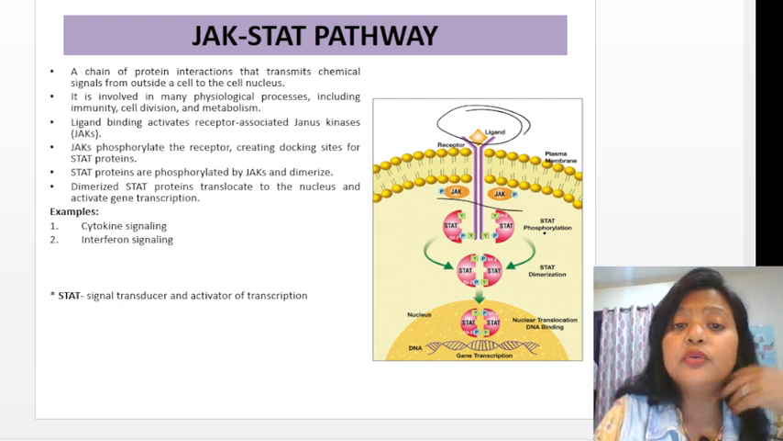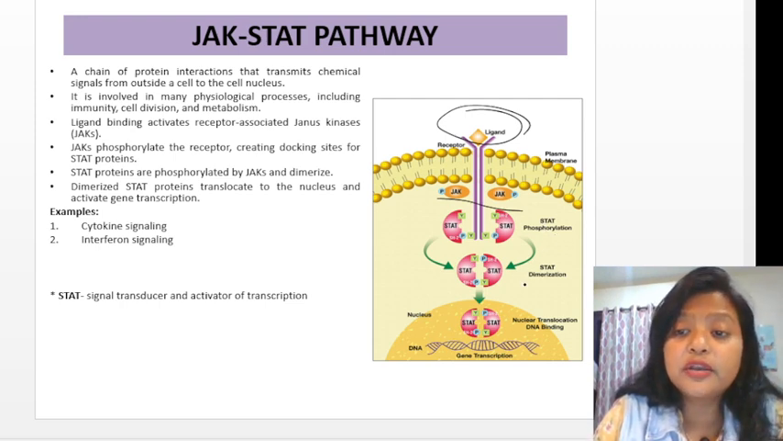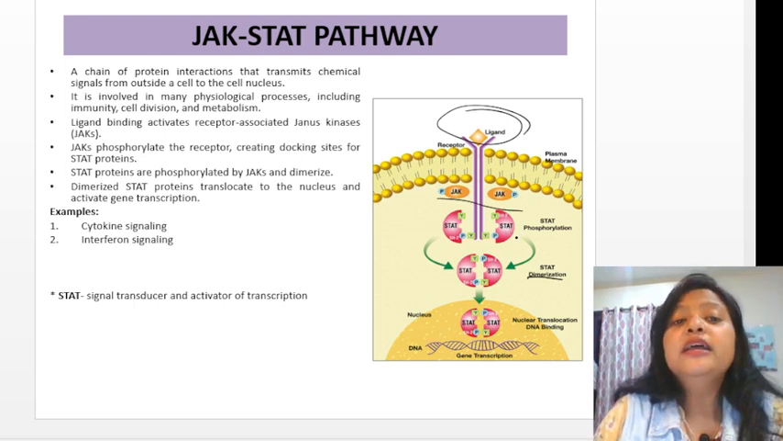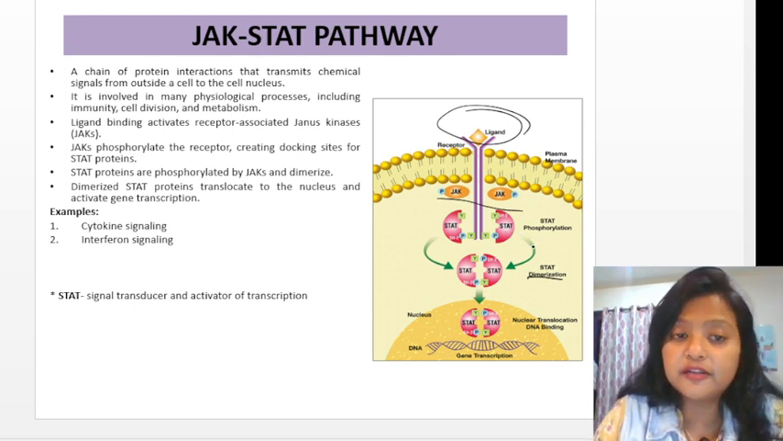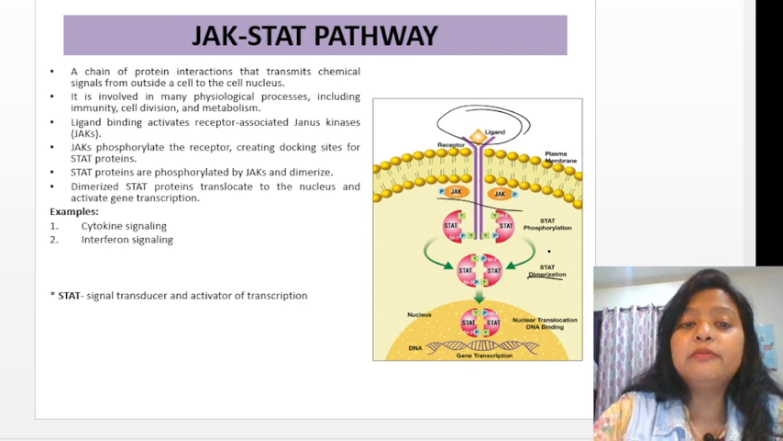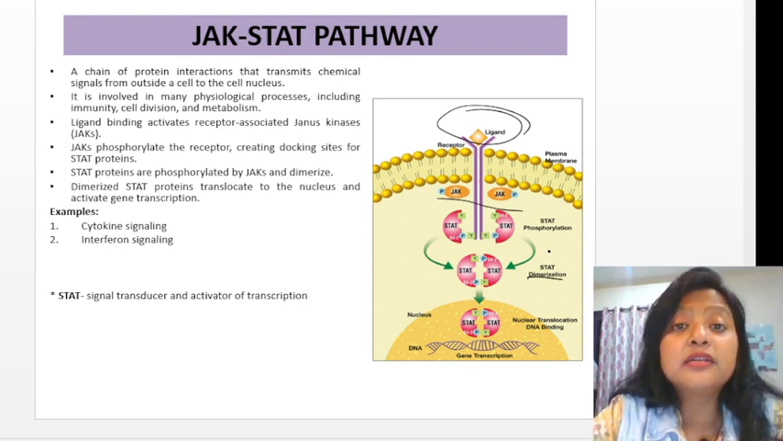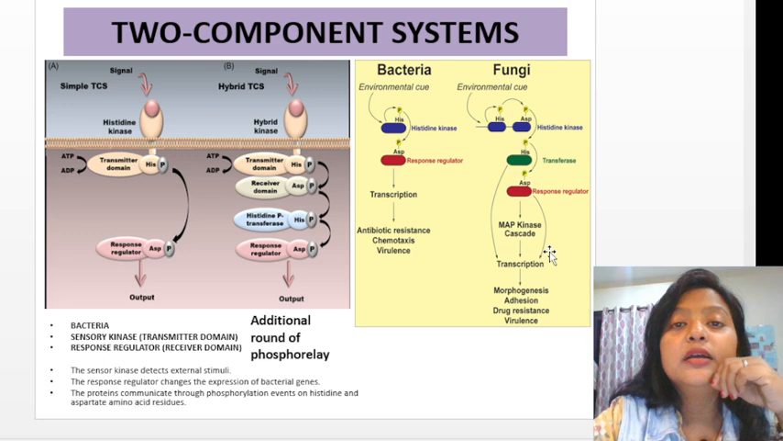Once STAT phosphorylation has happened, they will dimerize. Then these dimerized STAT proteins will go to the nucleus, and they will help in the gene transcription process. So this example can be seen in cytokine signaling and in interferon signaling. This happens in immunity, right? Interferons and all the cytokines.